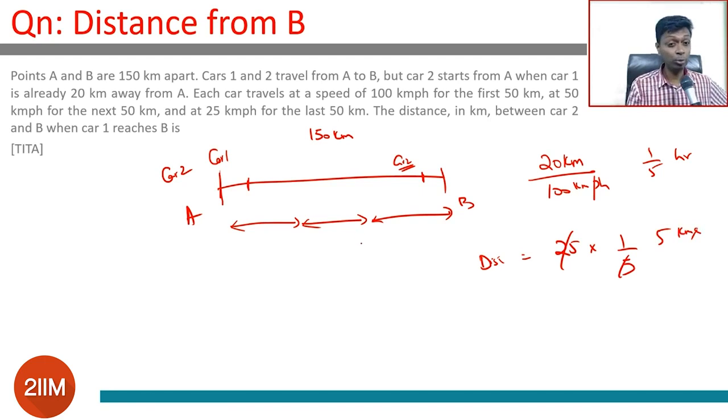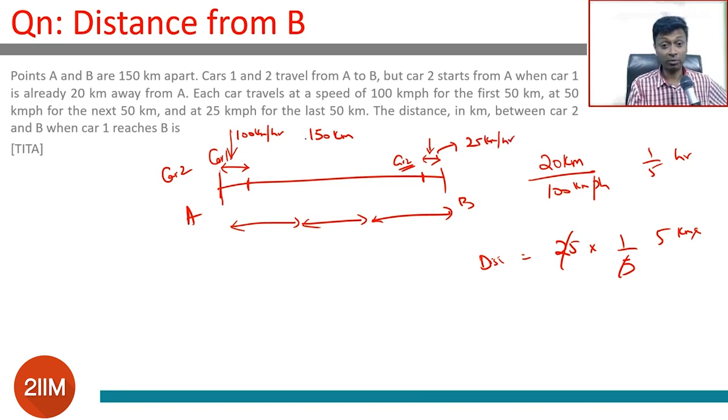Another way to think about it, a beautiful way to think about it: car 1 takes some amount of time, started some amount of time ahead here. Car 2 has got to travel this leg. The amount of time car 1 travels this 20 kilometers is the amount of time car 2 will have to travel here. Car 1 travels this 20 kilometers at 100 kilometers per hour. Car 2 has to travel this last leg at 25 kilometers per hour.